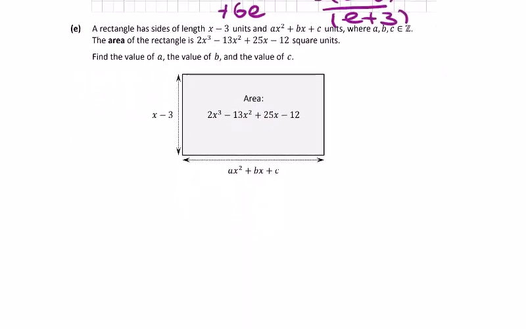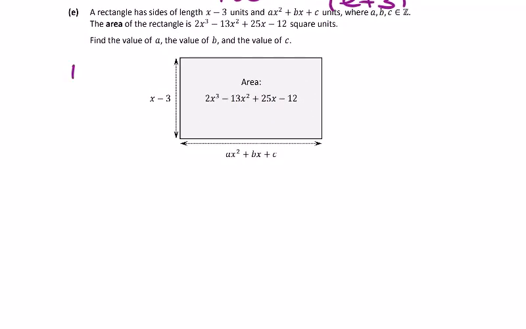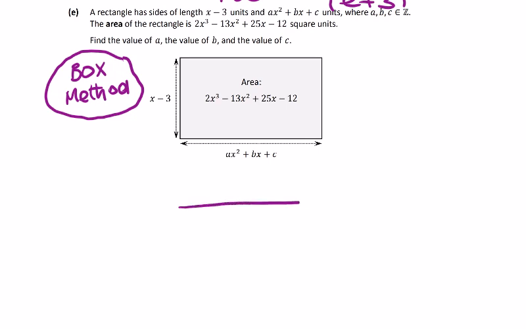Part E of this question is what they absolutely love. If you haven't heard me mention box method before, you have been living in a cave. This is a box method question, even though it's dressed up as area like this, so we know how to set up our box method question.